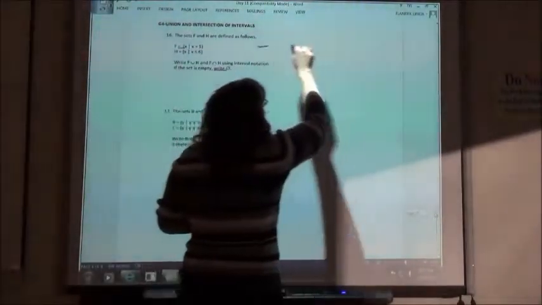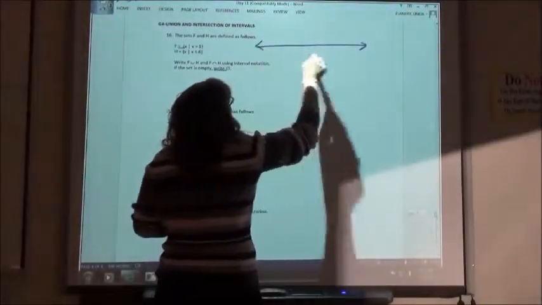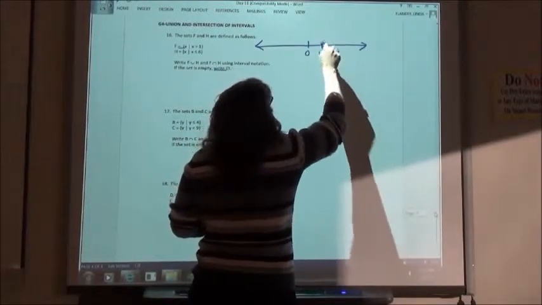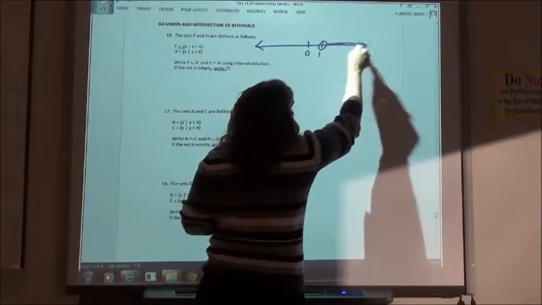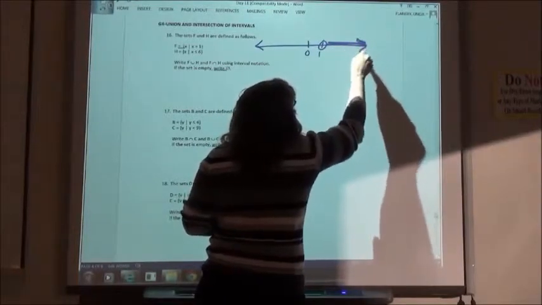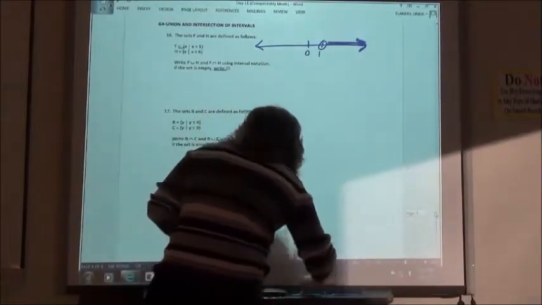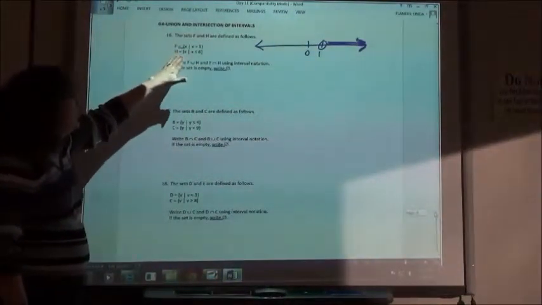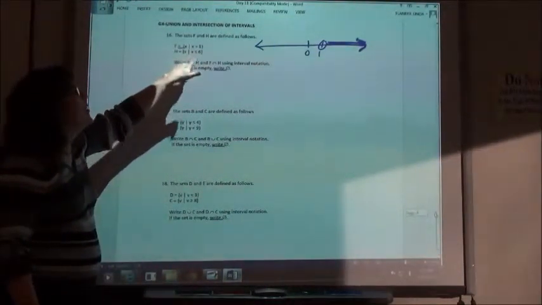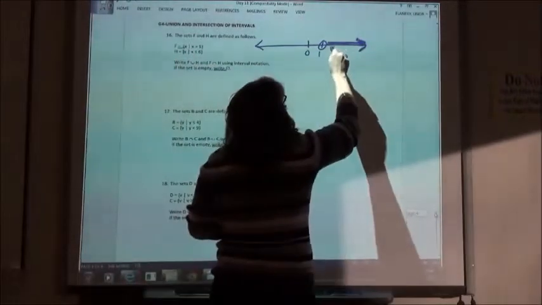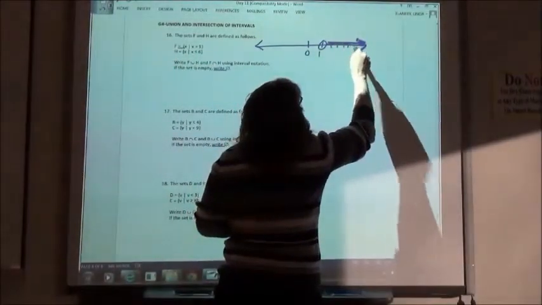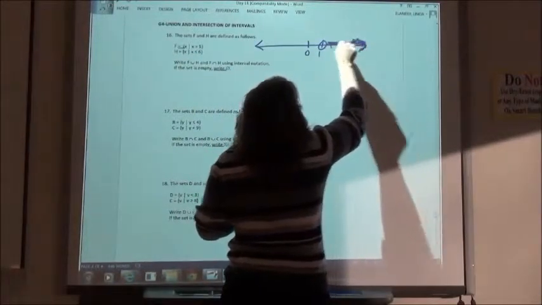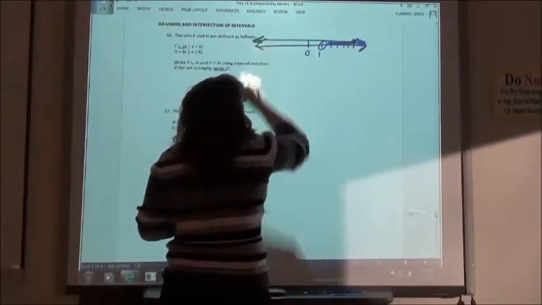If I put that on my number line, 0 somewhere in the middle, then I have 1, I'd have an open circle, and I'm going everything going that way, right? H is the set X such that X is less than or equal to 6. 1, 2, 3, 4, 5, 6. On 6 I'd have a filled in dot, and I'm going everything going this way.